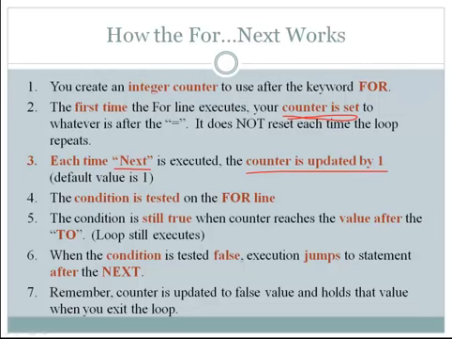Now, each time the for loop executes, the condition is going to be tested that's on that for line, and that's that end, for start to end. So if the condition is still true, then the counter is going to reach the value after the 2, and the loop will still execute. When that condition is false, then the execution is going to move on to the code outside of the for loop. Remember, the counter is updated to a false value and holds that value after you execute the loop.